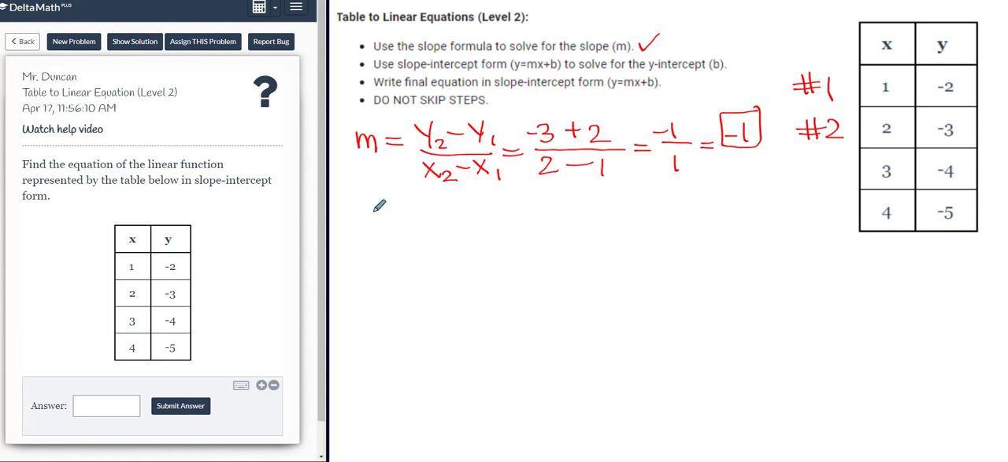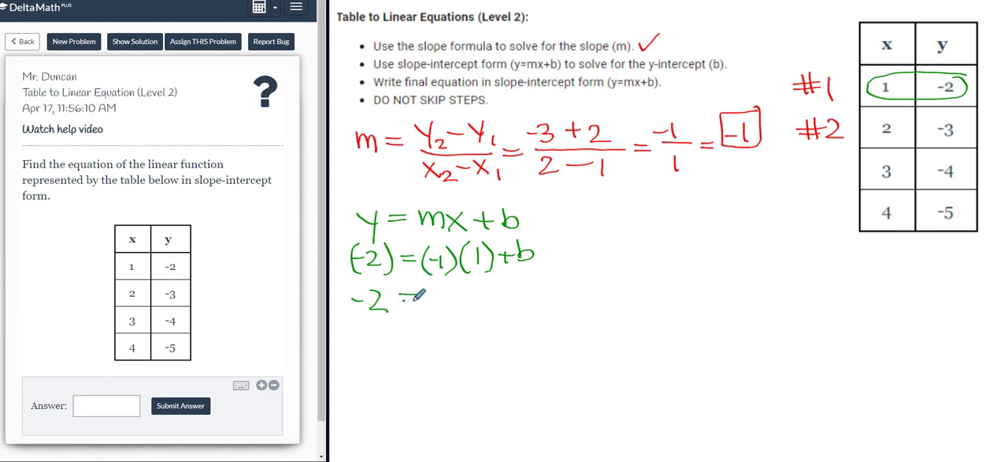Now let's switch over to green, and we want to go ahead and solve for b. So I'm going to put slope-intercept form. Just like the instruction said, use slope-intercept form to solve for the y-intercept. I think this is the easiest point, so I'm going to use green for that one. So my y value right there, negative 2, is equal to, our m we said is negative 1, and then the x value that goes with that y is positive 1. So I have negative 2 is equal to negative 1 times 1, which is negative 1, plus b.